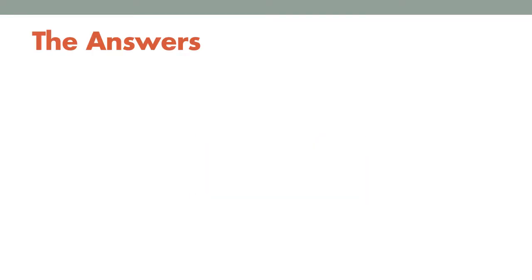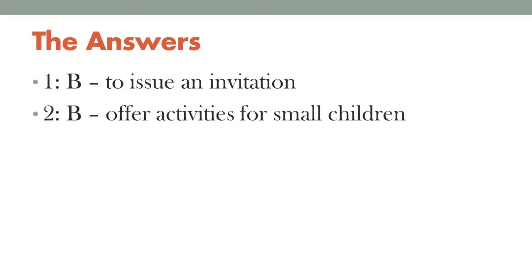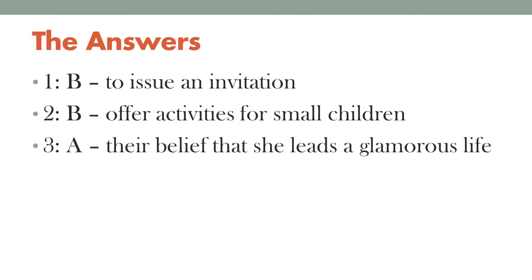So here are the answers and where we get them from. And for 1 we want B, which is to issue an invitation. 2 is B, it's offer activities for small children. And 3 is A, their belief that she leads a glamorous life.